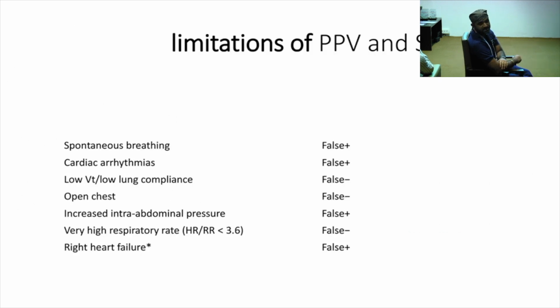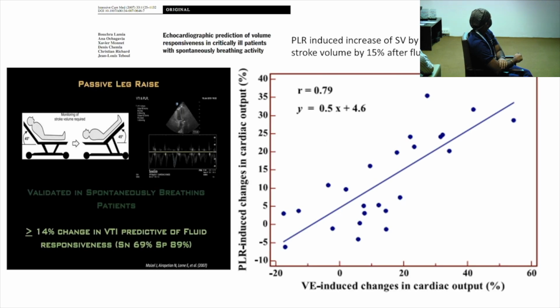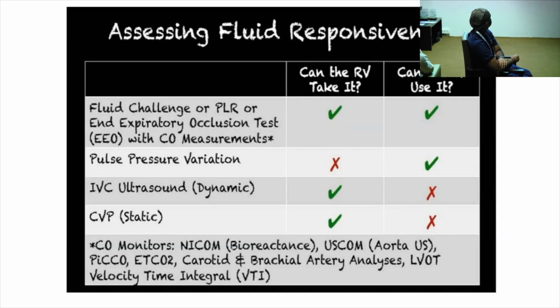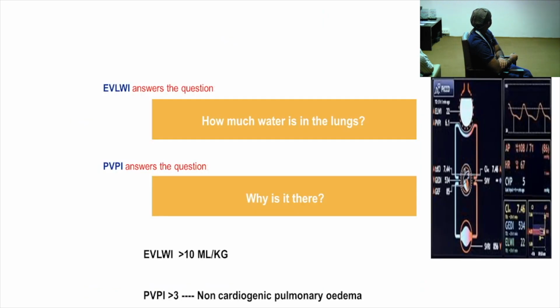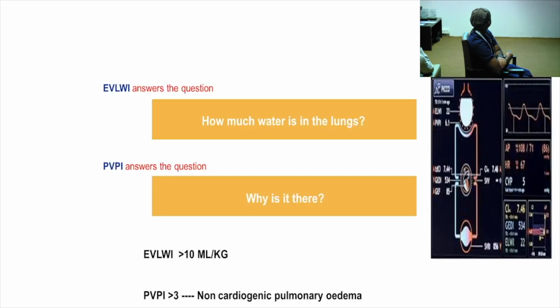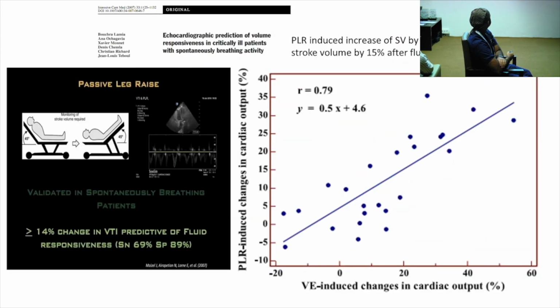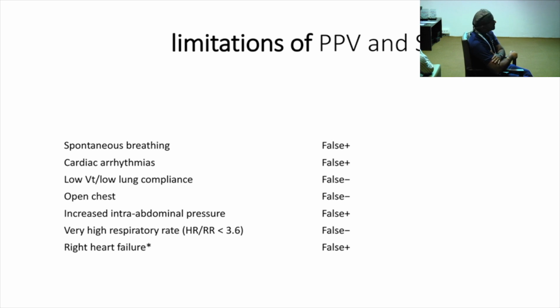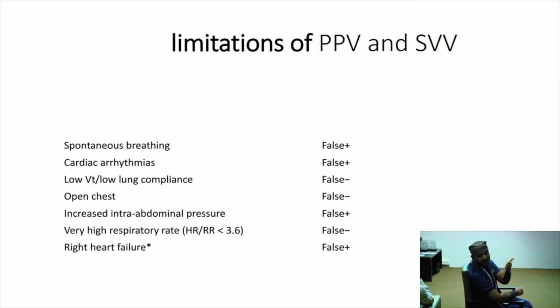But what are the problems with this pulse pressure variation, stroke volume variation? You can't use that parameter in these states. If the patient is spontaneously breathing, or has cardiac arrhythmias, which is common in most of our ICU patients who come to us initially. If there is an ARDS patient who is getting low tidal volume ventilation, or a low compliance patient, if there is an open chest or increased intra-abdominal pressure, or he is very tachypneic, or there is a right heart failure patient, you can't use pulse pressure variation, stroke volume variation.